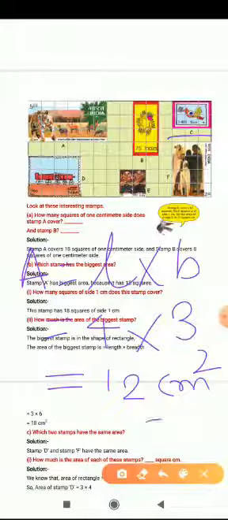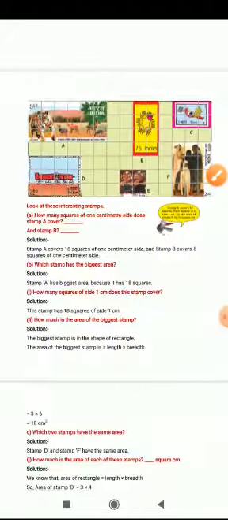Okay, don't just write centimeter. Above centimeter you have to write a small 2, that is centimeter square. Okay, so let's move forward.